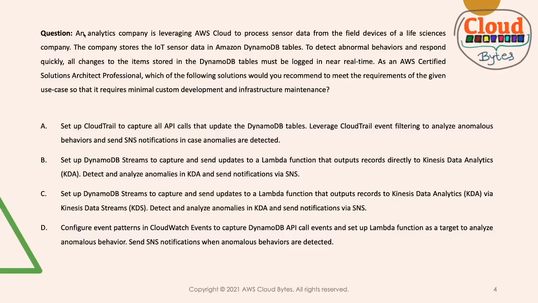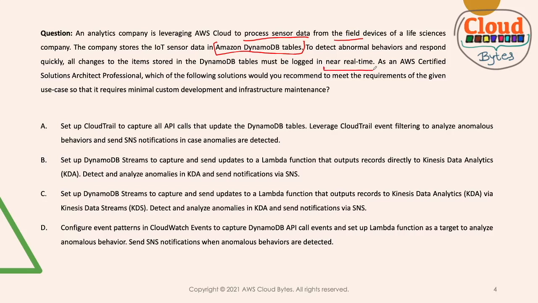Question: an analytics company is leveraging AWS Cloud to process sensor data. So this is sensor data, just keep in mind, from the field devices. So it's something outside of a life sciences company. The company stores the IoT sensor data in Amazon DynamoDB. So this is our storage in Amazon DynamoDB tables. To detect abnormal behaviors and respond quickly, all the changes to the items stored in DynamoDB must be logged in near real time.